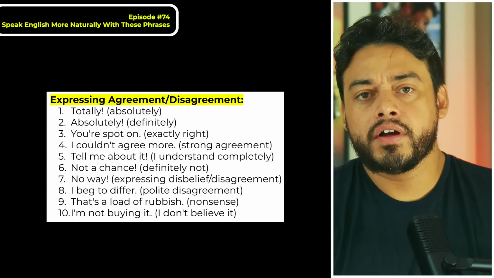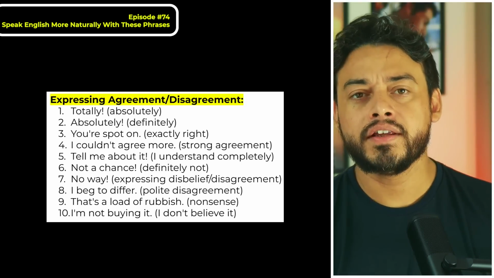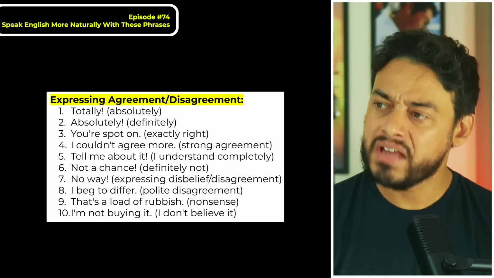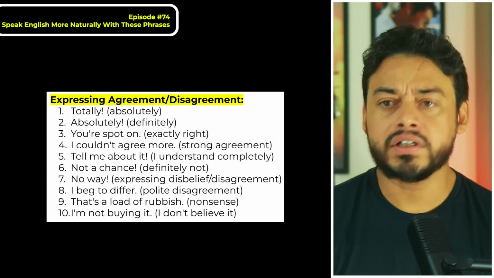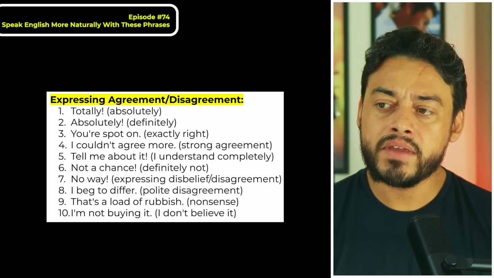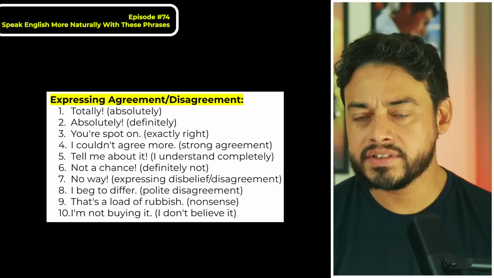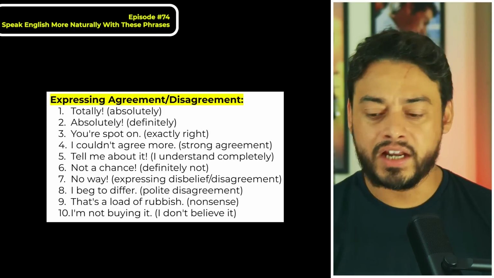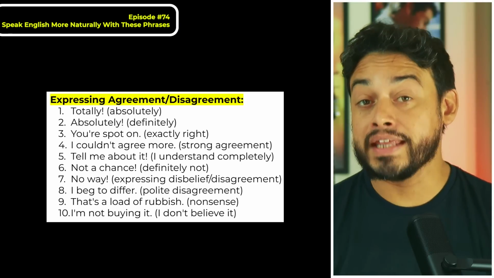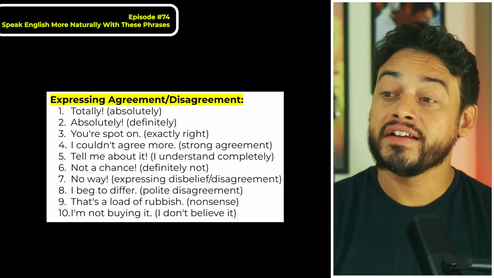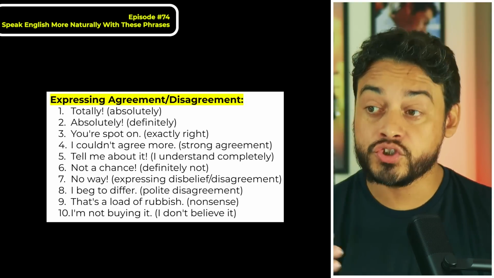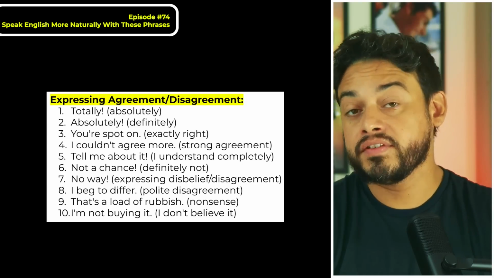So, for example, if you agree with someone, you don't have to say, I agree with you. You can just say, absolutely, totally. You see? Tell me about it is an interesting one as well. When you say in a conversation, tell me about it, you're not asking the person to tell you anything, okay? You are just agreeing with what the person is saying, and you want to communicate that you understand completely the situation.